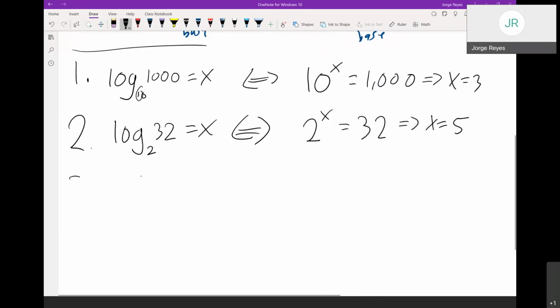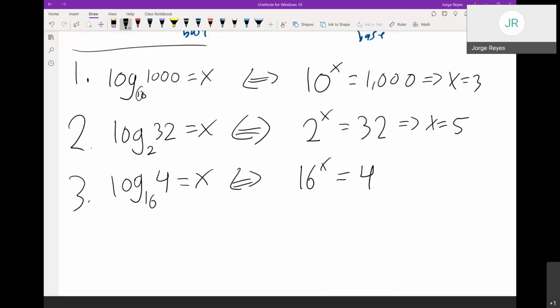Okay, and one last one, log base 16 of 4. What is this? This one's a little complicated, because then you get 16 to the power x equals 4, which, 4 is smaller than 16. But if you think about it long enough, hopefully you realize that, oh, it's the square root. And so you get x equals 1/2. All right. So this is how you would calculate logs by hand. You would have to switch to exponential and then solve the exponential.